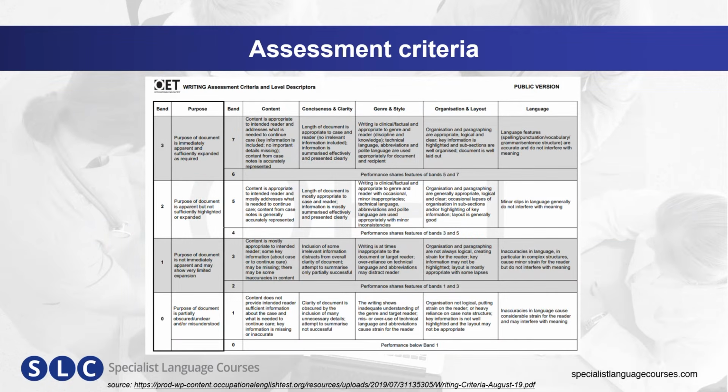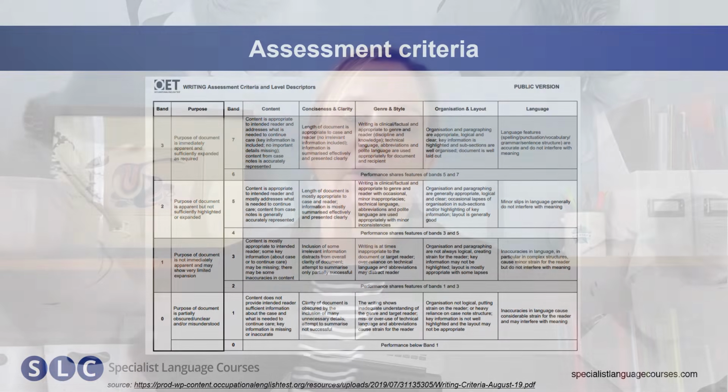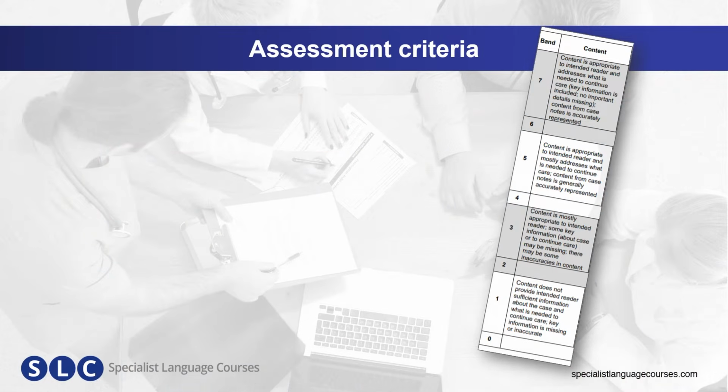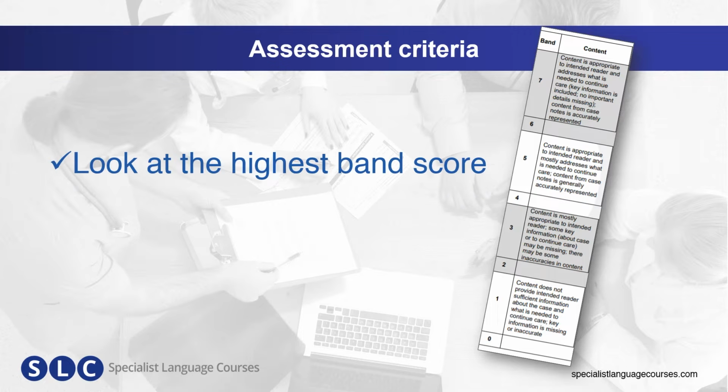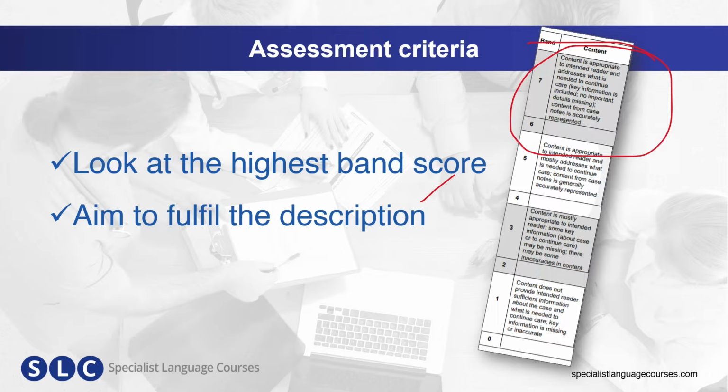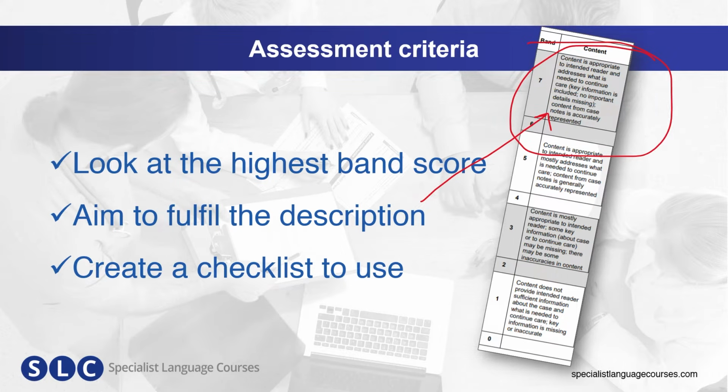You can find a downloadable copy of the writing criteria on the OET website. So you can use the OET criteria as part of your preparation. If you understand what the examiners are looking for, you can make sure that you include it. Let's take a look. It's a good idea to focus on the highest band score and understand what the examiner is looking for. Aim for this band score when you practice. Think about creating a checklist and practicing to see if you can perform to the criteria.